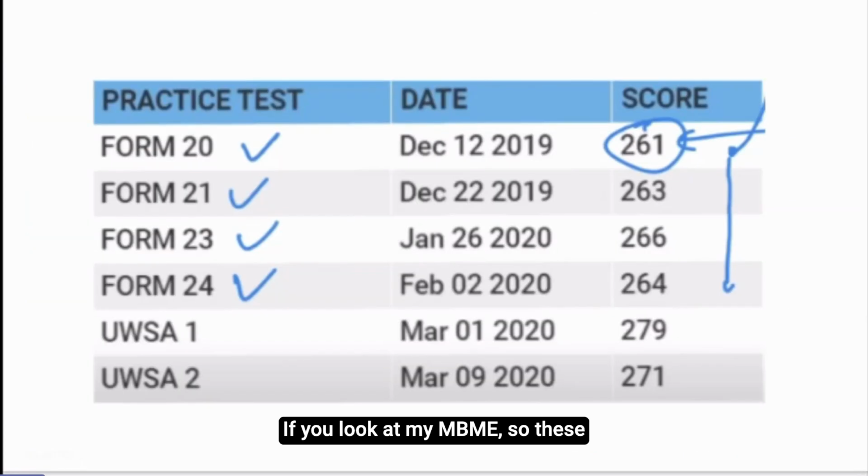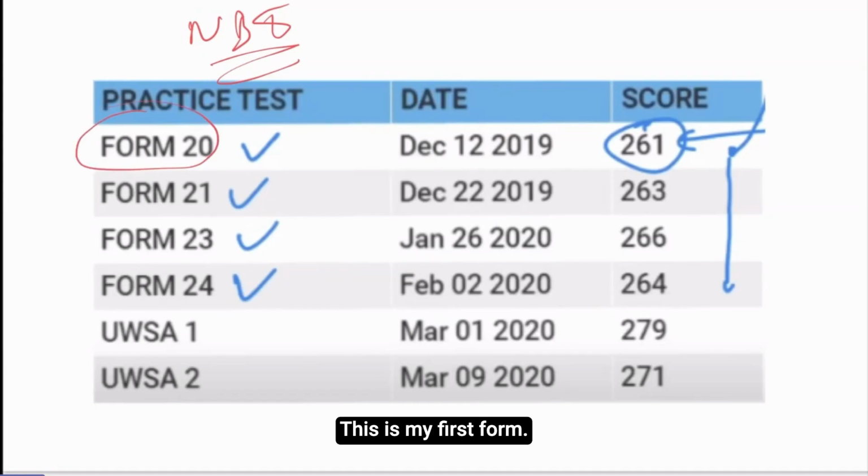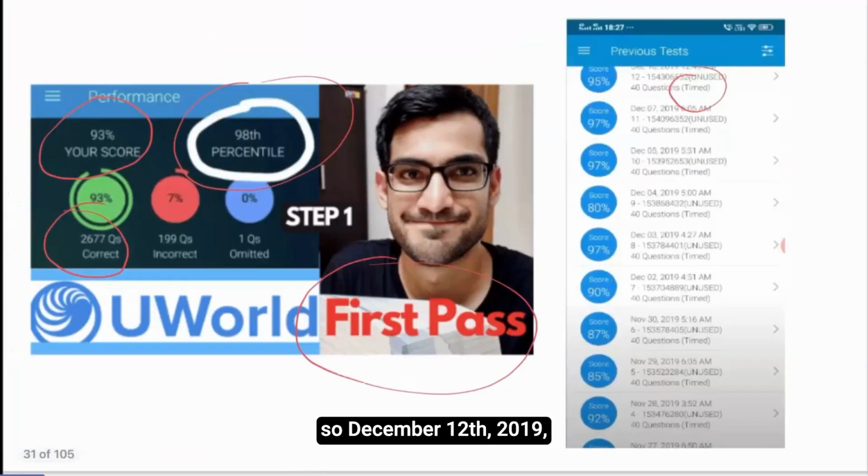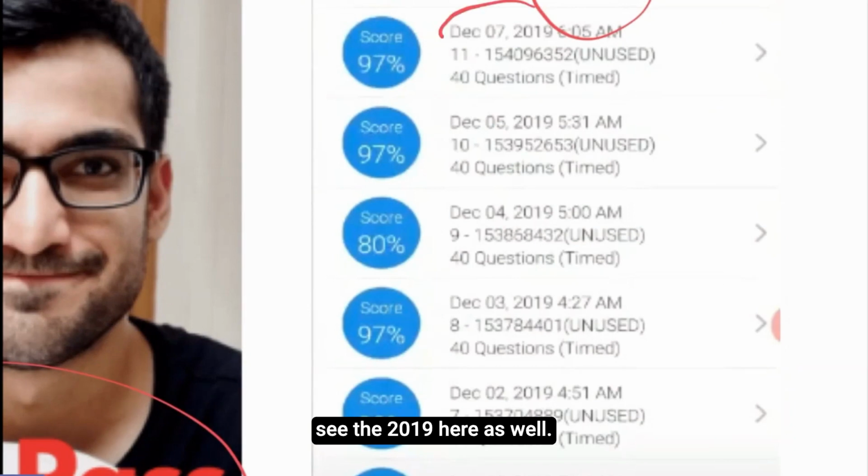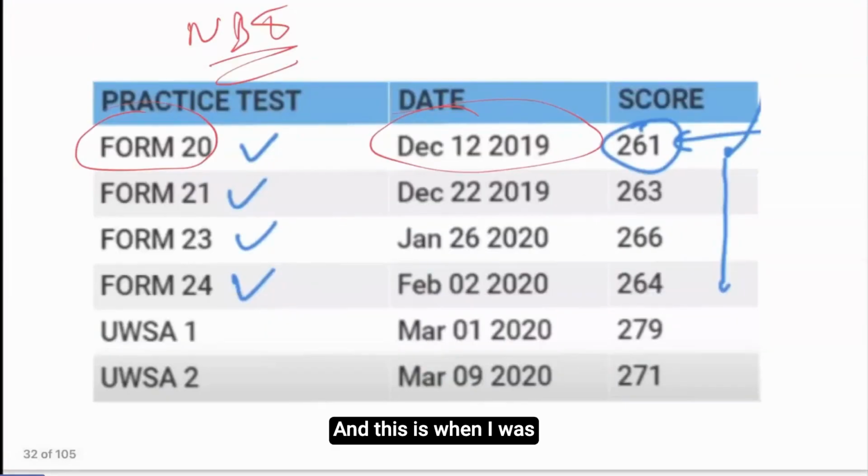If you look at my NBME practice tests, this is form 20 at that time. Currently you're in the era of newer forms, but at my time it was more form 20 or form 24. This is my first form. I started it in 2019, on December 12, 2019, and you will see the 2019 here as well. This is when I was done with 30% of UWorld, and my Step 1 score was 261 with 30% of UWorld done.